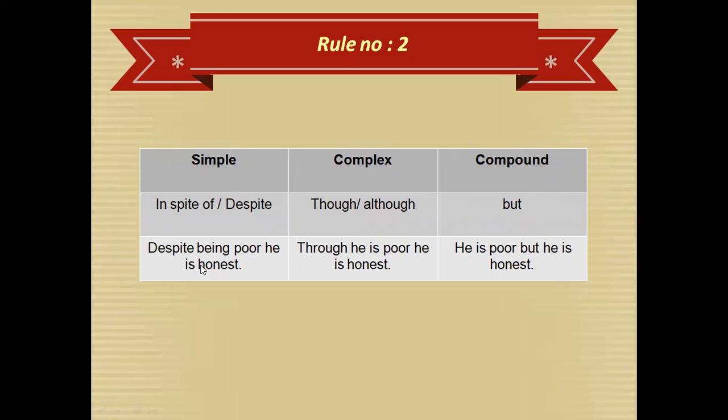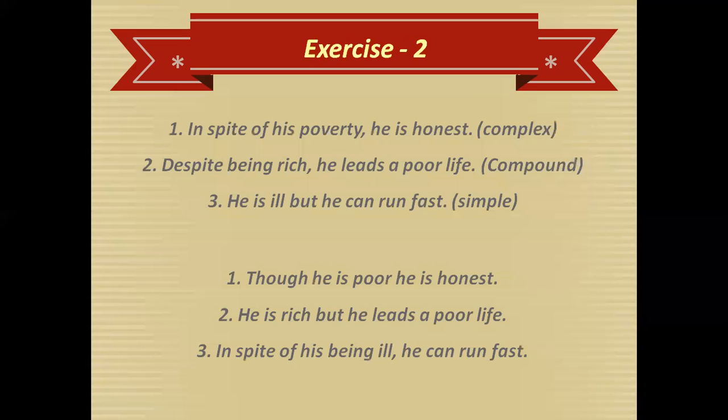For example, despite being poor, he is honest. So while changing to complex, though he is poor, he is honest. In compound, he is poor, but he is honest. So you have to read the structure. So now you can see the exercise here. In spite of his poverty, he is honest. Despite being rich, he leads a poor life. He is ill, but he can run fast.